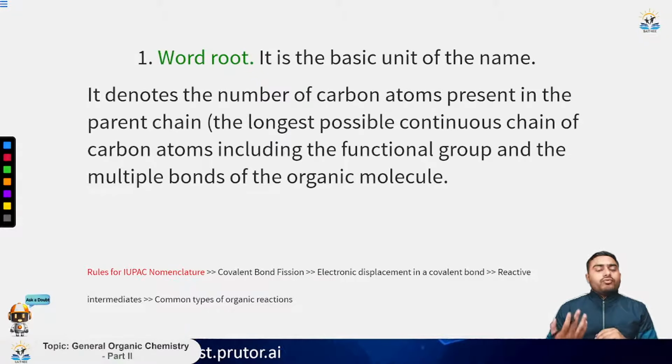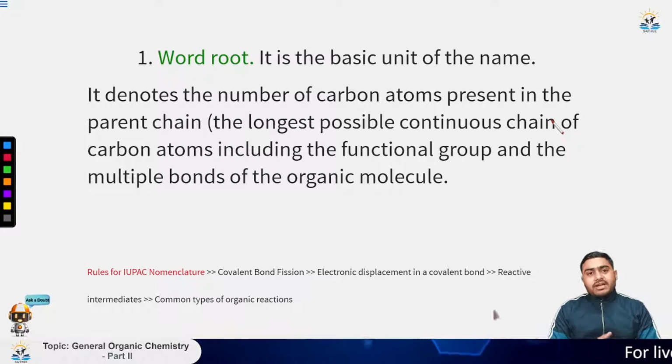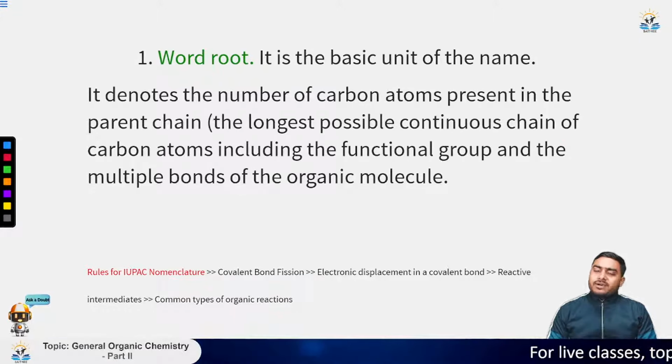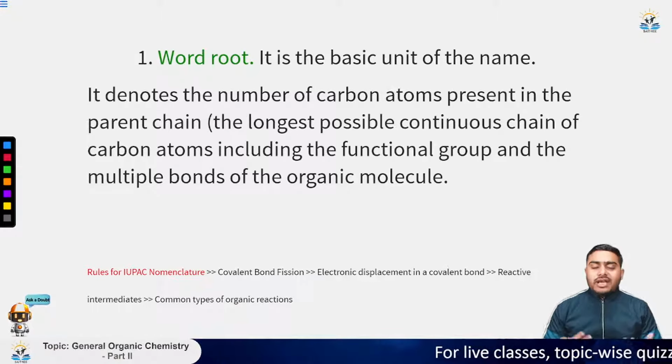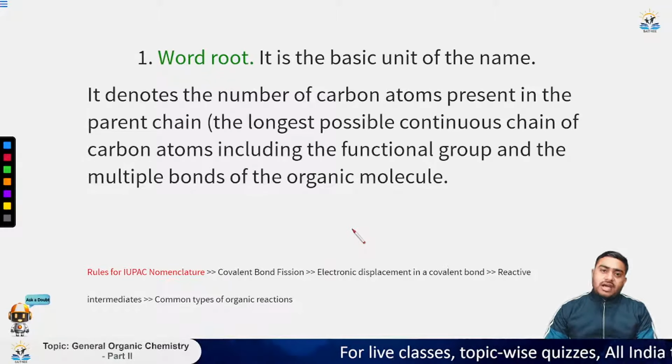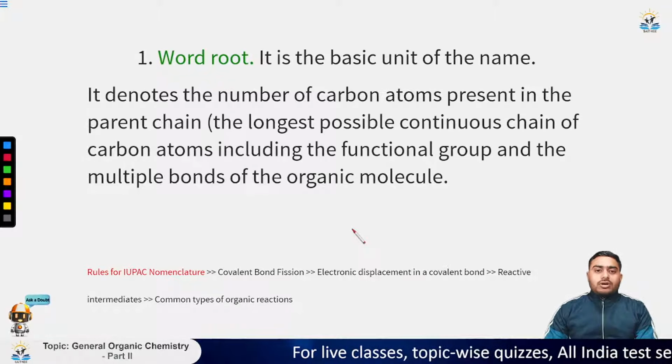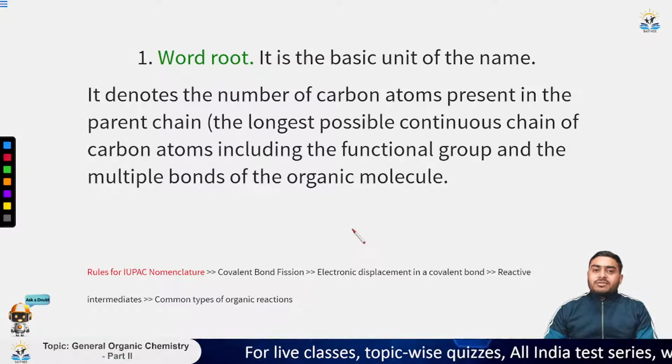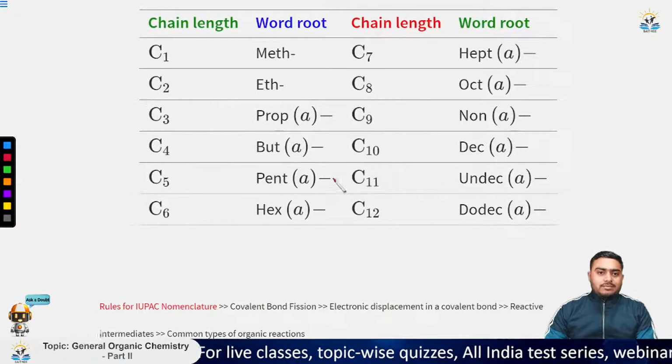main chain. What is a parent chain and how can we decide that this one is the parent chain or this one is not? The longest possible continuous chain of carbon atoms, including the functional group and the multiple bonds of the organic molecules, will be the parent chain, and we will be discussing some examples and you will get a clear idea. So how can we decide what will be the word root? You can see some examples here.